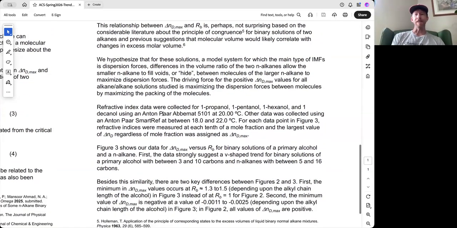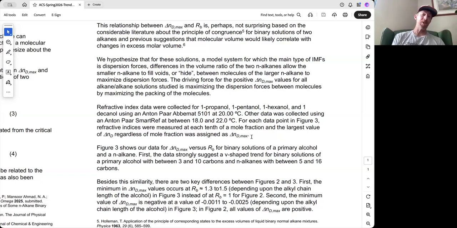All right. So the refractive index data that we did were collected for the propanol, pentanol, hexanol, and, I'm missing a dash there, 1-decanol using our Abimat at 20.00 degrees Celsius. That's the best data. Other data was collected using an Anton Paar SmartRef at between 18 and 22 degrees Celsius. That's good, but not as good data. For each data point in figure 3, refractive indices were measured at each tenth of a mole fraction, and the largest value of delta ND, regardless of mole fraction, was assigned as delta ND max.